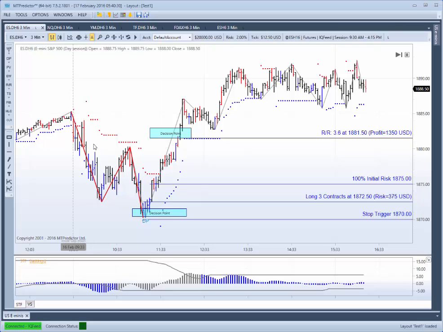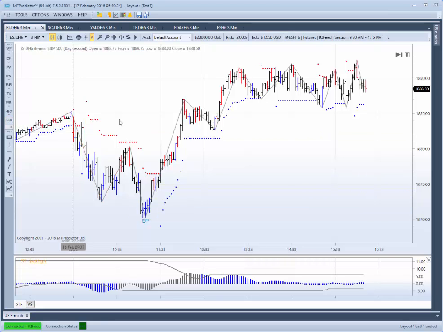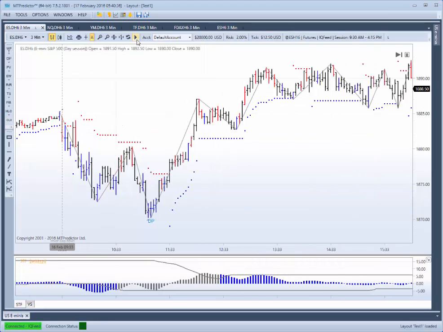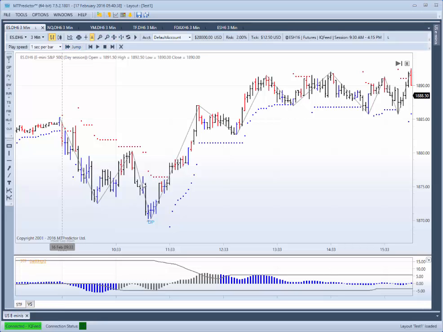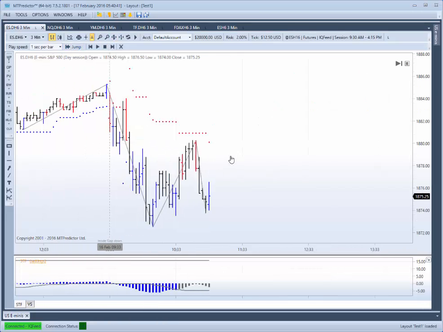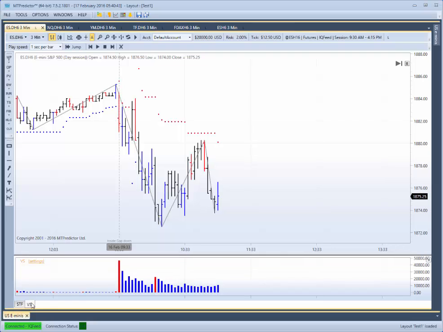But I want to look at that with some other eyes. What do I mean by that? Well, if I clear this off, I'll use our training mode again to jump back to here. What I want to look at is the volume.